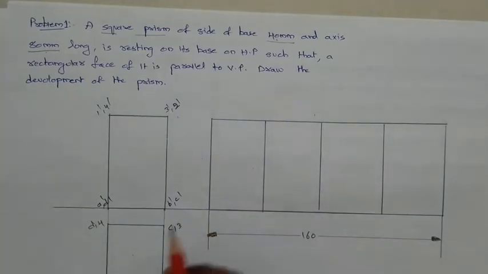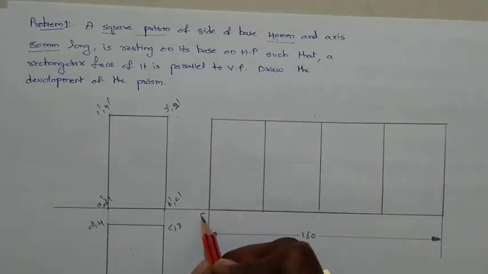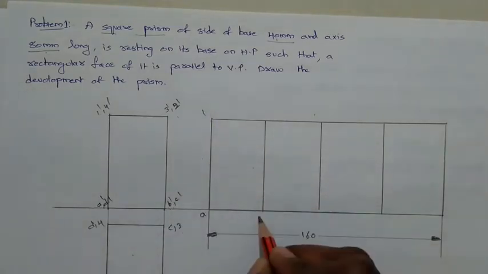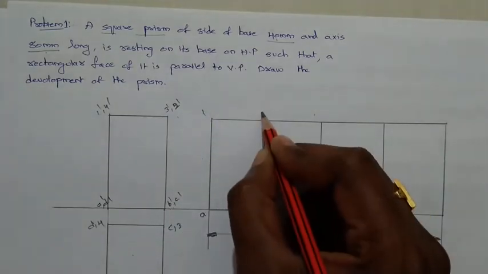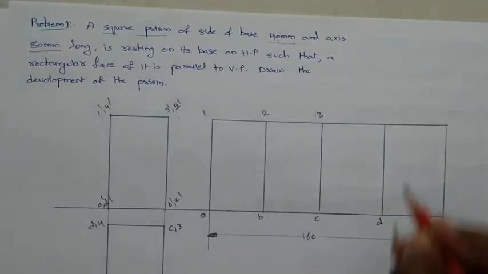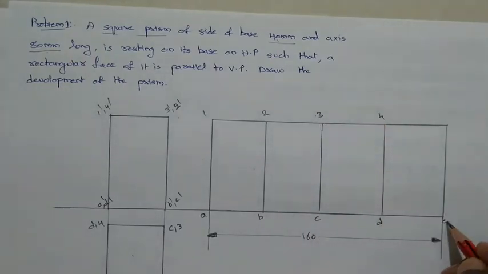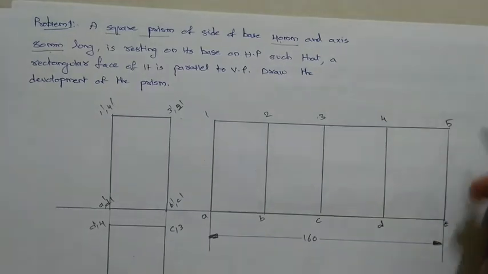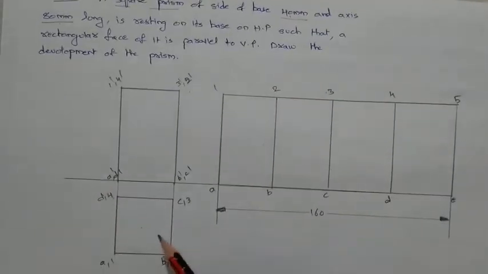Now start with A1, B2, C3, D4, E5. So this is how you have to draw the development, and you may get a doubt, what about top and bottom?